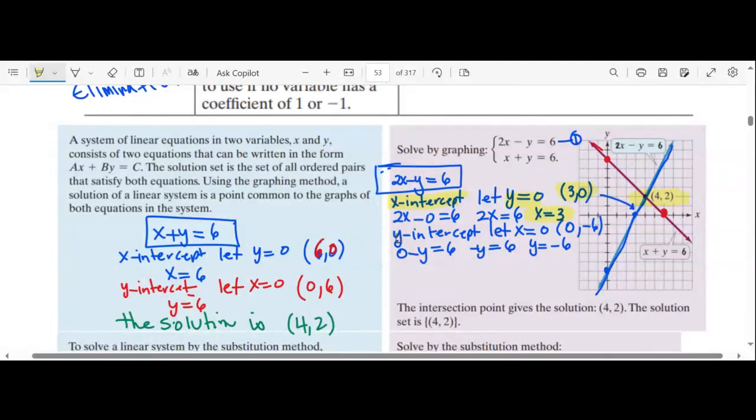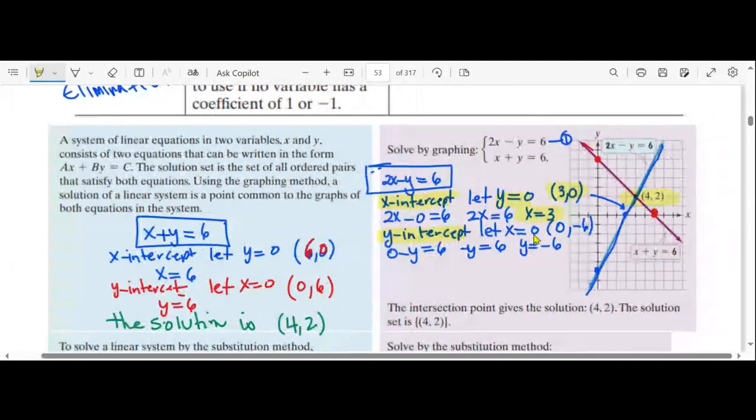Okay. Now, I got the first point, which is 3 and 0. Now I have to get at least one more point, so I use the y-intercept. When you have the y-intercept, you let x equal what? 0. In this case, you substitute x with 0 in here, and you get y equal to what? Negative 6. So what's your second point? 0 and negative 6. So now you graph these 2 points.